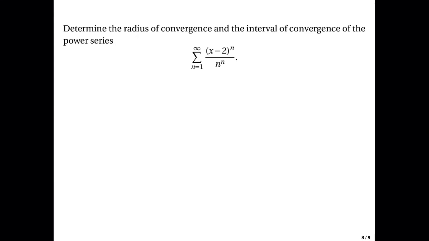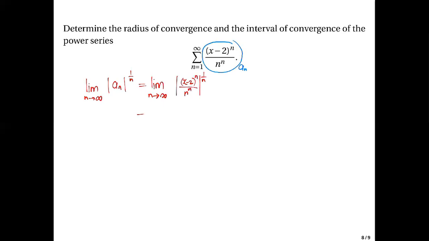Remember, the root test and ratio test give the same conclusion. In both tests, we compare their respective limits to 1. Convergent if the limit is less than 1, and divergent if the limit is greater than 1. So in this example, let us take this as our a sub n, and find the limit as n approaches plus infinity of the absolute value of a sub n raised to 1 over n.